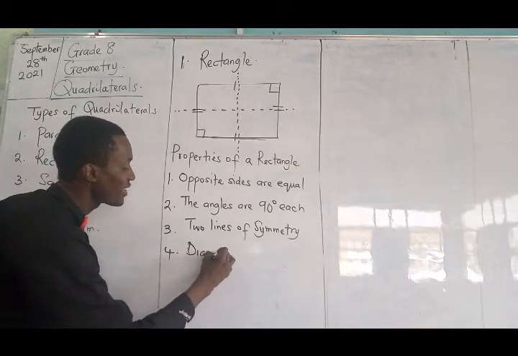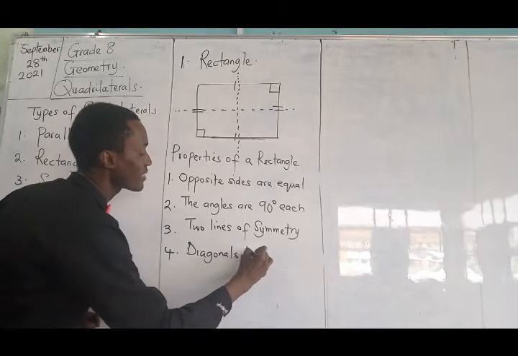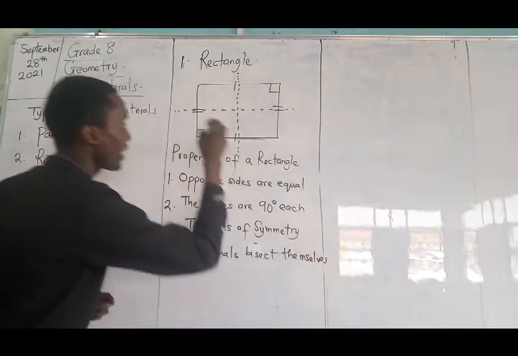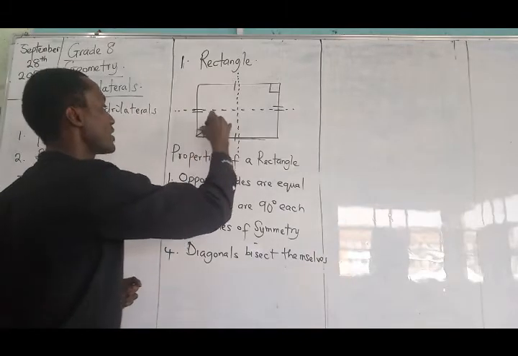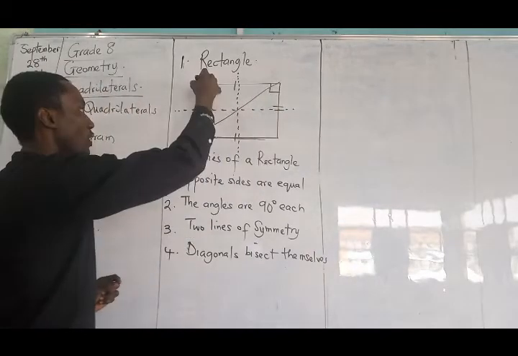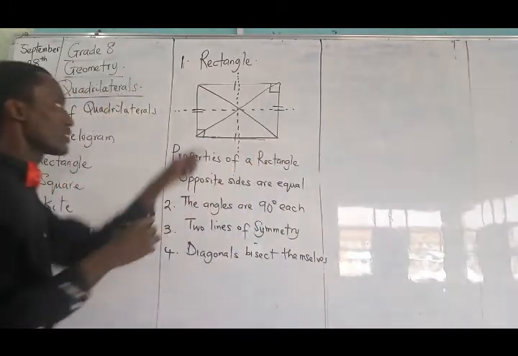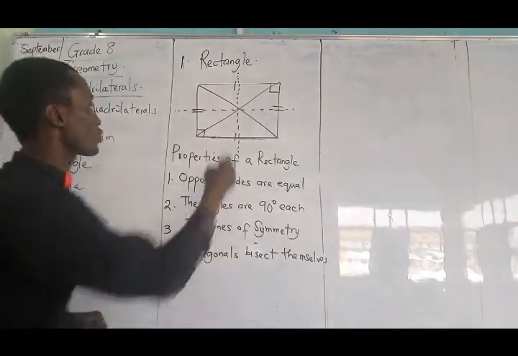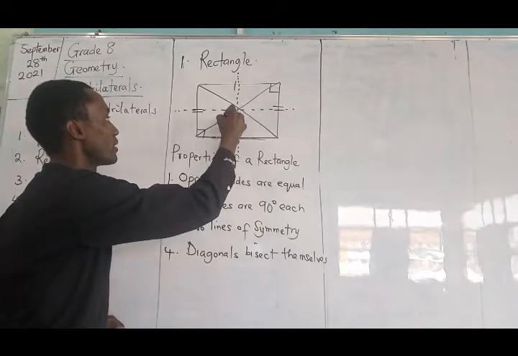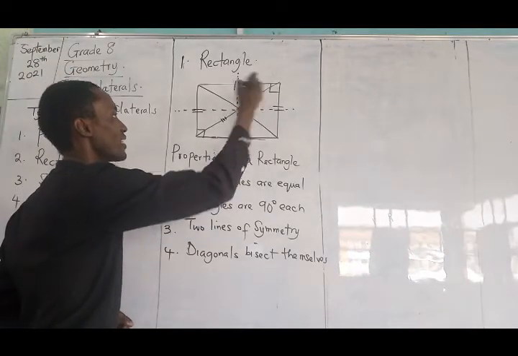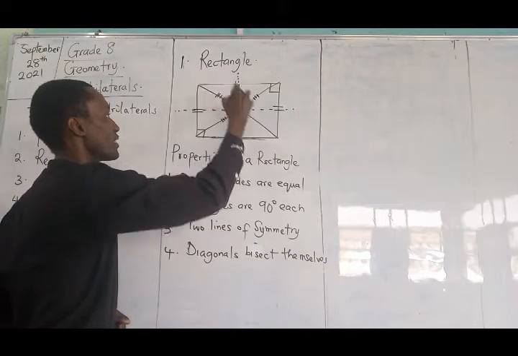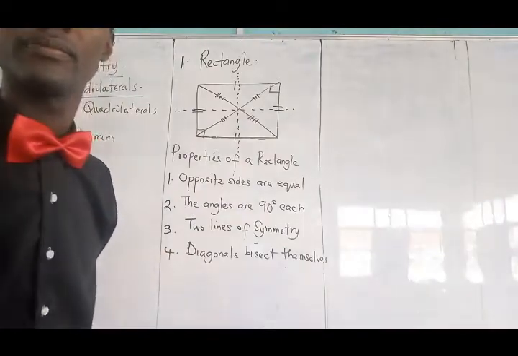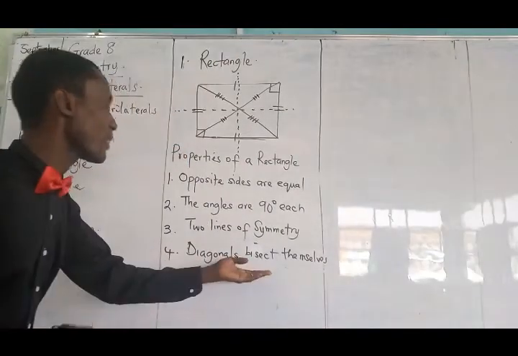Diagonals bisect themselves. Now, the big question here is, what's a diagonal? The diagonal cuts like this, and it will cut like this. A diagonal will connect opposite corners, and so the diagonals will bisect themselves. So it will cut in this way, and this way, and this way. Alright? 4 cuts. Okay, the diagonals bisect themselves.